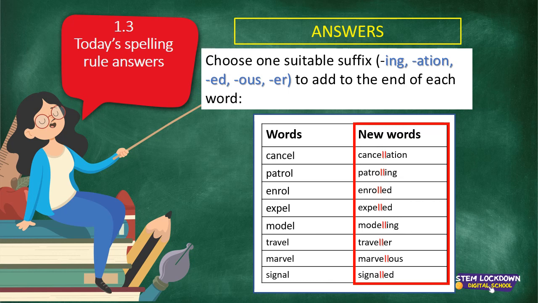Cancel, cancellation. Do you see the double L there? Patrol, patrolling. Enrol, enrolled. Expel, expelled. Model, modelling. Travel, traveller. Marvel, marvellous. Signal, signalled. I wonder what words you used. Do you get the idea? Do you understand the rule now about words that end in L? Great.